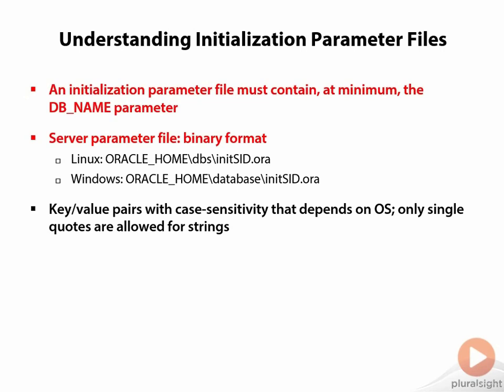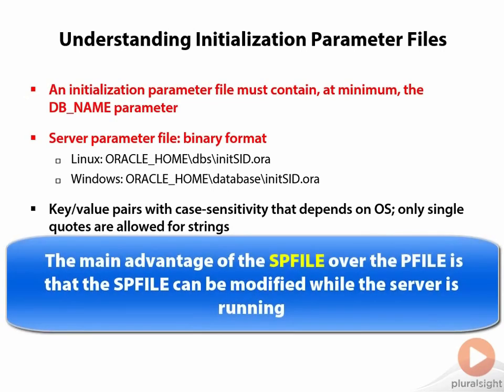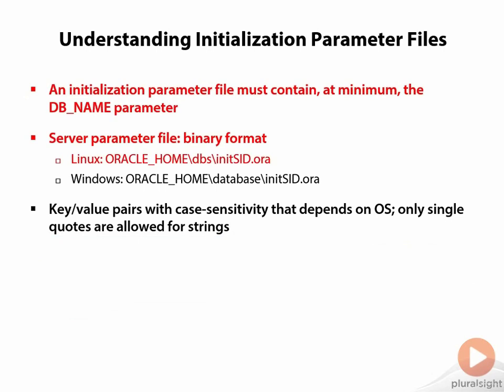But the main primary parameter file that an Oracle server will use is what's called the server parameter file, or SP file. This is a file that's in binary format, and it's located on Linux systems under Oracle Home DBS and on Windows systems under Oracle Home Database. This is one of the minor differences between the Linux and Windows installations. The file has the extension or file type ORA, and it's called init and then whatever your database SID is. In this course, I have a database with the SID psite. Of course, that stands for Pluralsight.